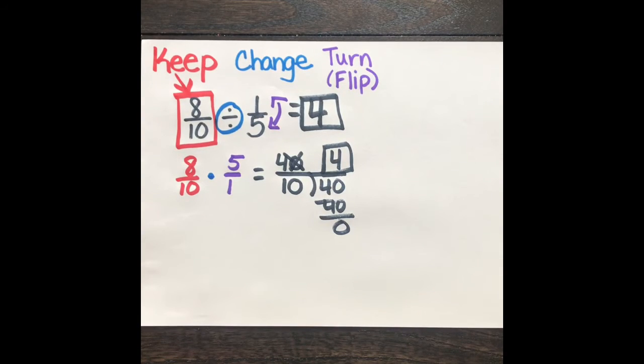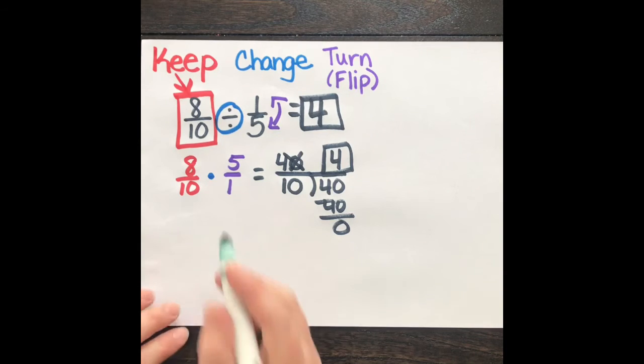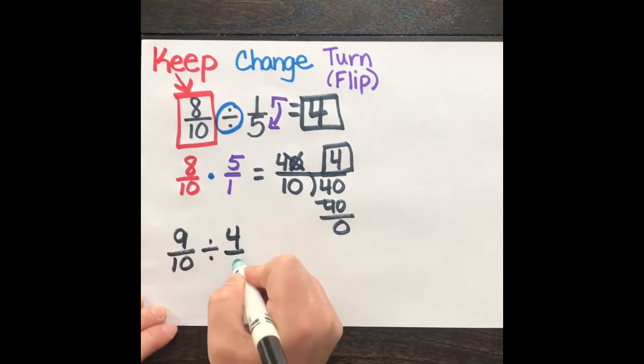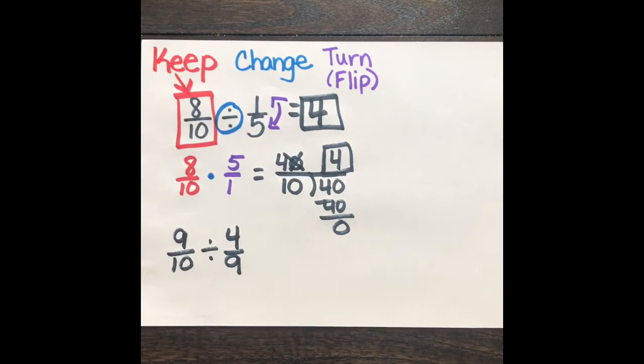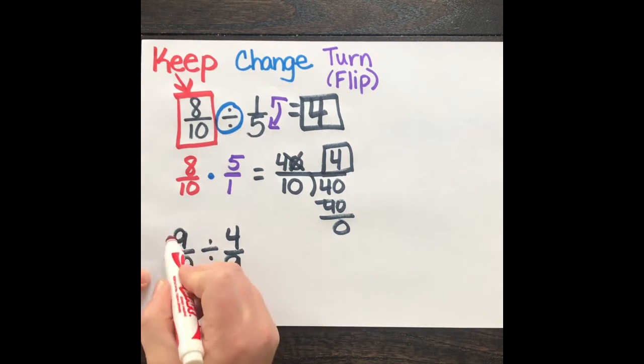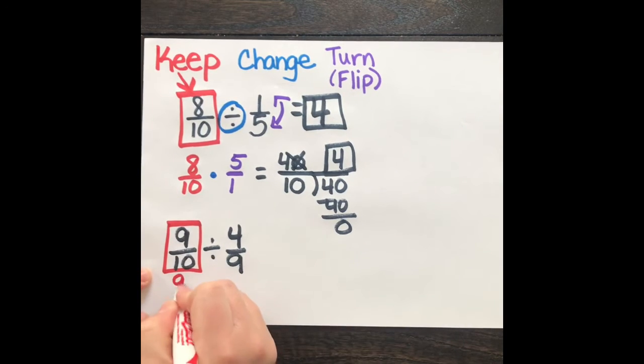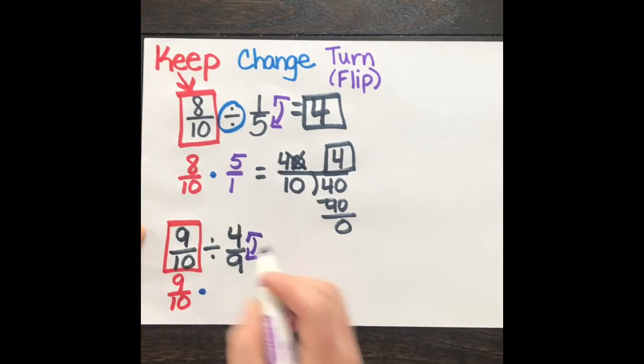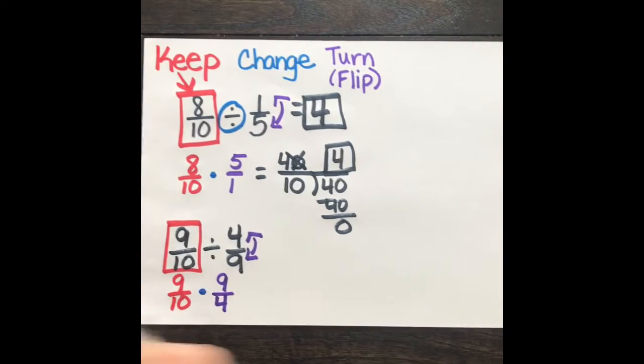The next one we're going to do is 9/10 divided by 4/9. So write that problem down. 9/10 divided by 4/9. We're going to keep, change, turn. So we're going to keep the first fraction as 9/10. We're going to change the division sign to multiplication. And we're going to turn 4/9 to its reciprocal, which is 9/4.